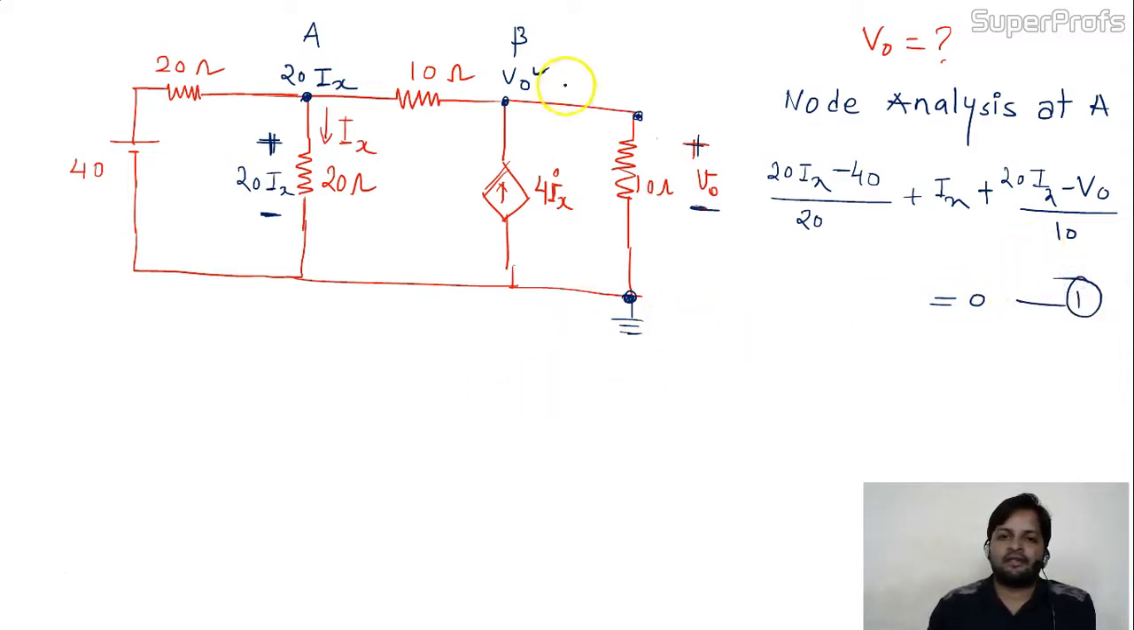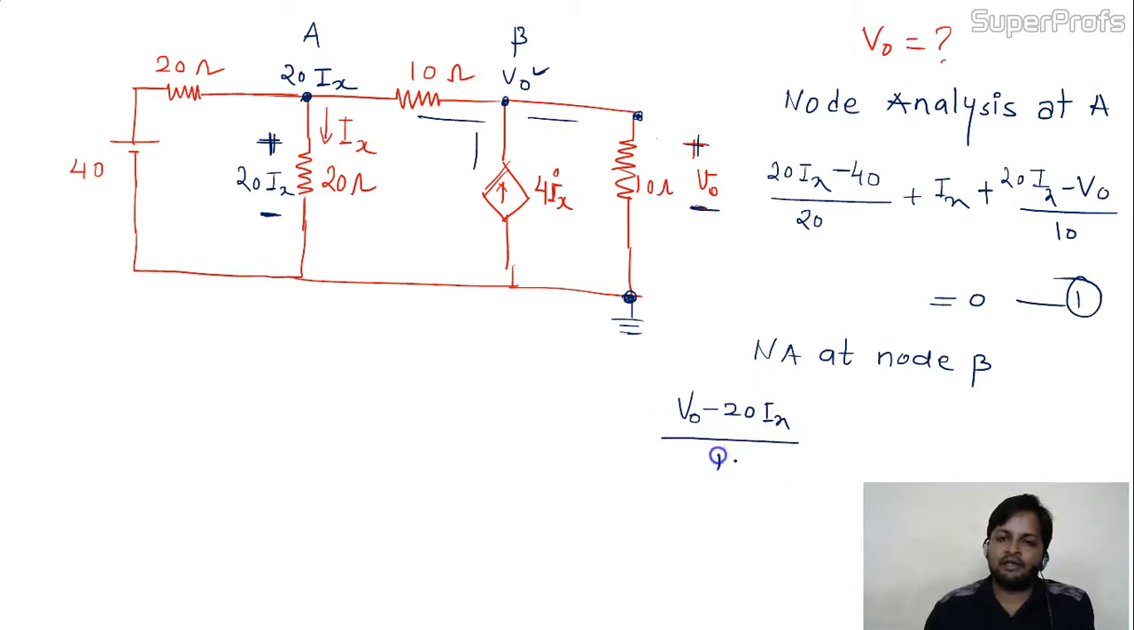Now come to the second equation. Second equation will be coming from the second node. Now node analysis at node B. Come to the B now. V0. 3 branches again. 1, 2, 3. V0 minus 20 Ix, divided by 10. Fine. This is the incoming current. Minus 4 Ix is the value.